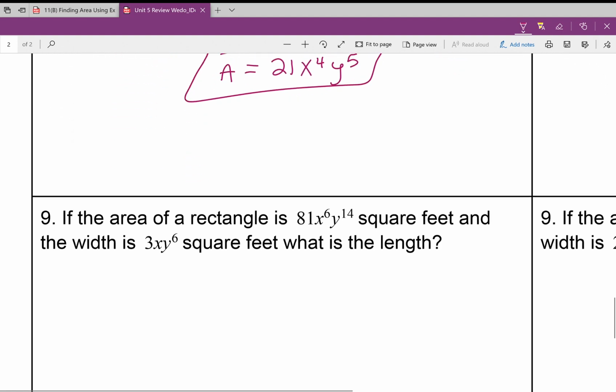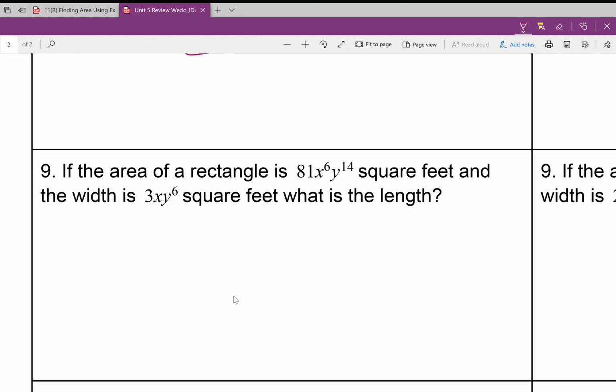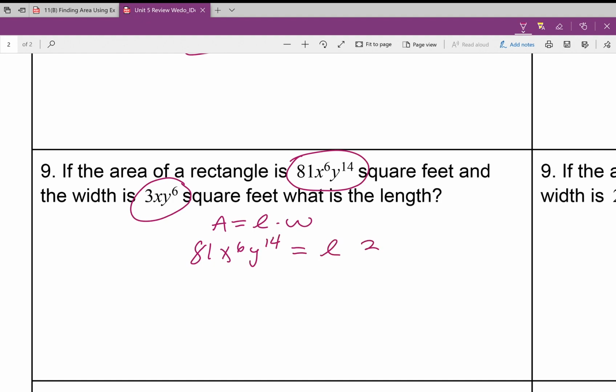Okay, let's look at number 9. Number 9 says if the area of a rectangle is this and the width is this, what is the length? So area is equal to length times width. So area is 81x to the 6 y to the 14, we don't know the length, and the width is 3xy to the 6. So in order to get the length by itself, I'm going to have to divide by 3xy to the 6. So if I simplify this, let's see what I get.